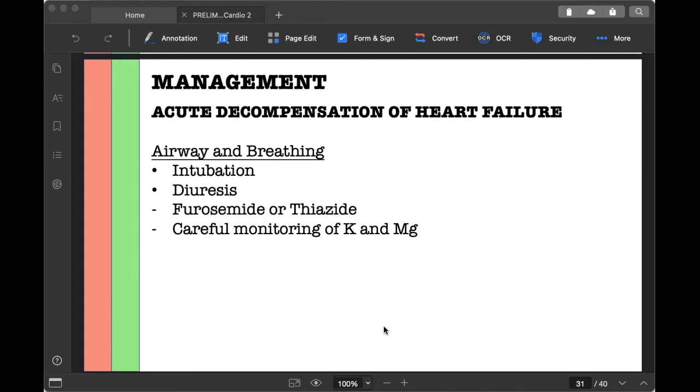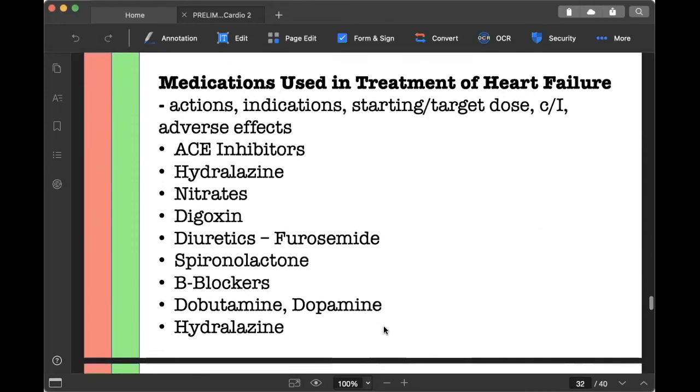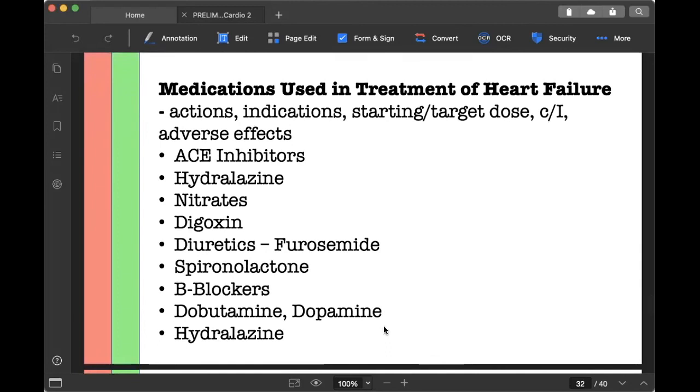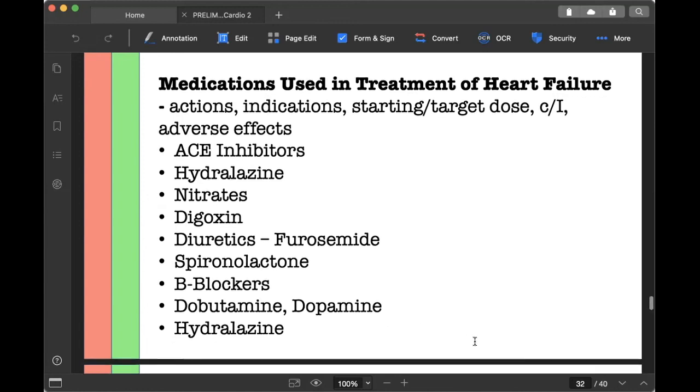Okay, moving on here. How about your medication use in treatment of heart failure? Action, indication, starting target dose, contraindication, and adverse effects. Please read these medicines properly. And you already know this one as you learned this in your pharmacology class.